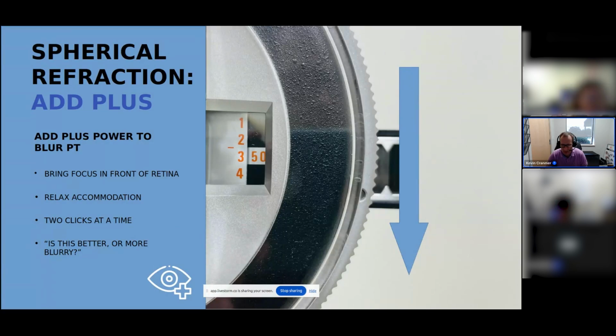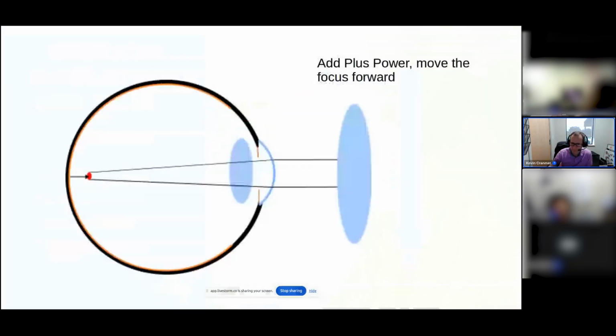Because when you're adding plus power, it should definitely be more blurry when you've relaxed their accommodation and now you've moved the focal point forward on the retina. So again, here what we're doing is moving that focal point forward, we're blurring them, and that's by adding more plus lens.